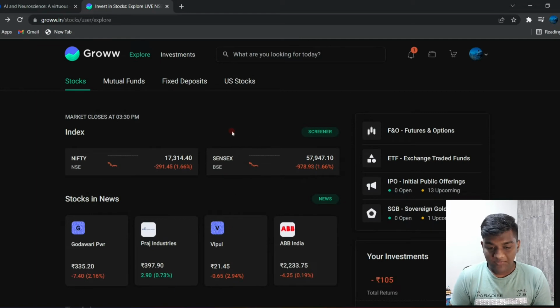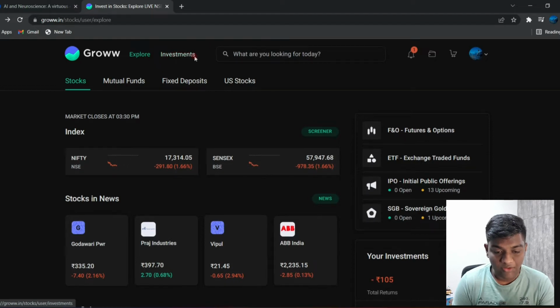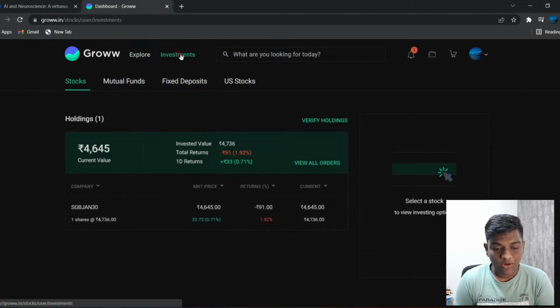So now, to actually have a look at the investments, what are the investments you have made, here is something called the investments column, which you could see here. So if you click this, here comes your holdings.